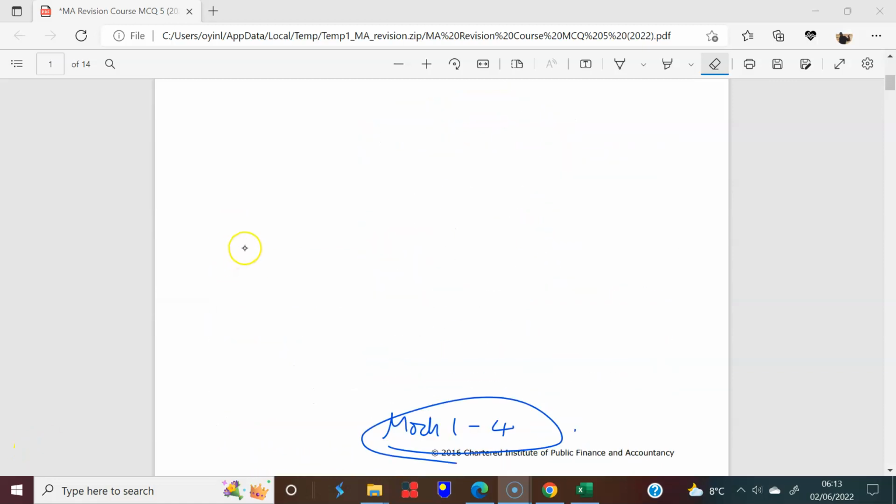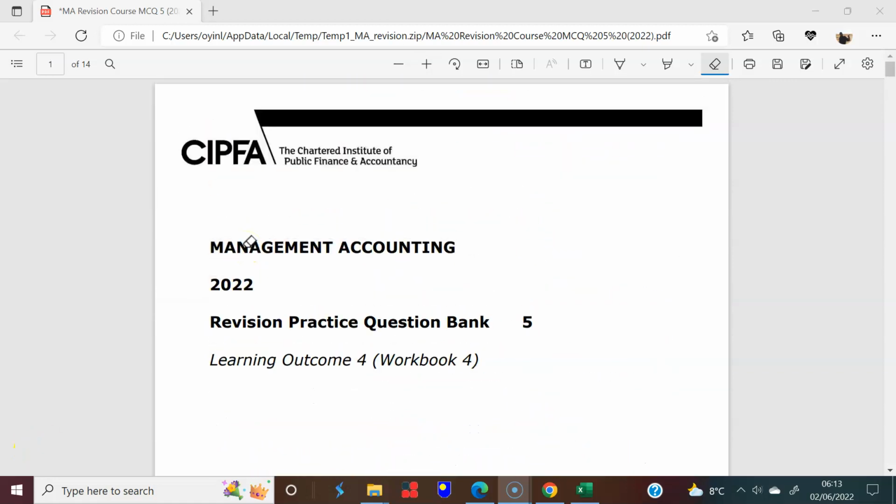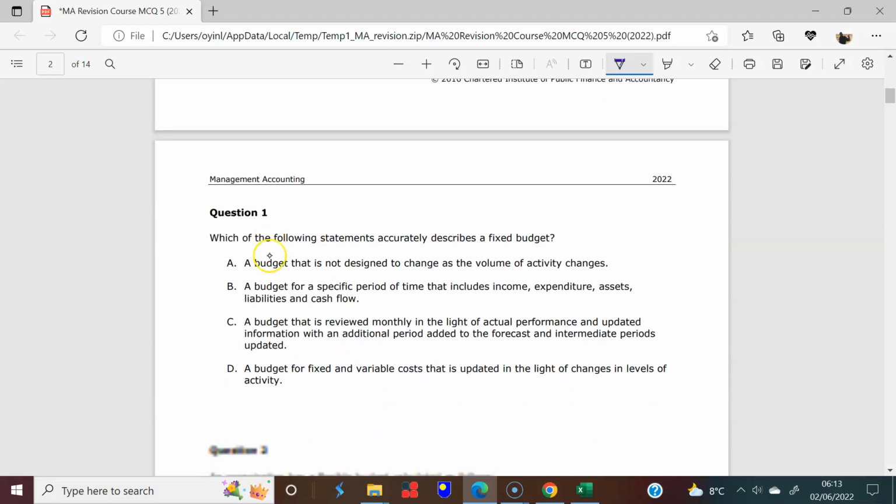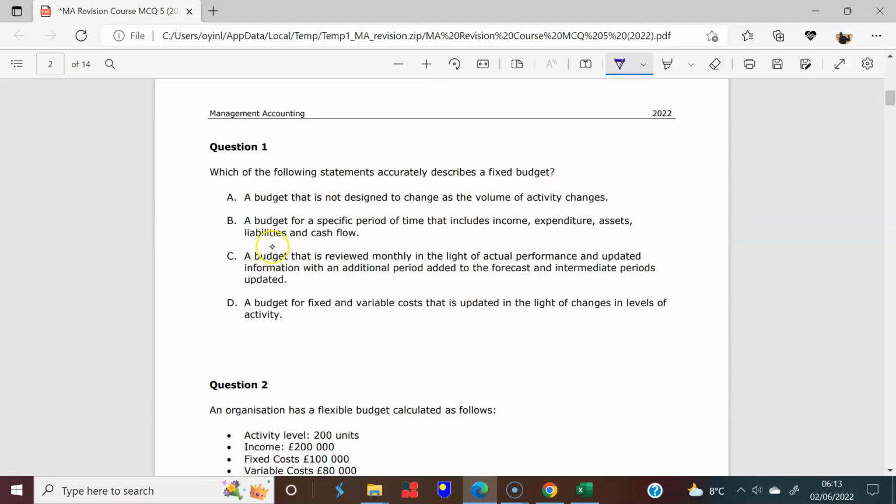So this is mock 5, right? We're doing mock 5. What you're seeing is mock 5 because we've done mock 1 to 4 in the classes. So if you go and look in the classes, you'll actually see mock 1 to 4. The last two classes were revision classes where we spent time doing mock 1 to 4. At some point in the future, I will record mock 1 to 4, but let's work through mock 5.